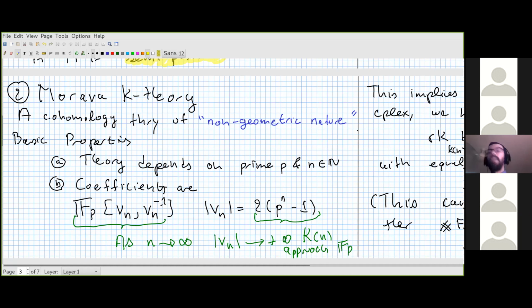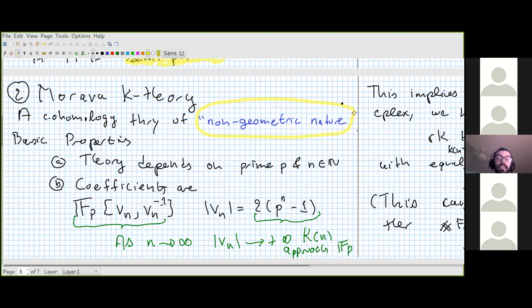Okay, so what is Morava K-theory? It is a cohomology theory, which I want to insist is of non-geometric nature. It doesn't mean something precise, but if you ask me to describe a generalized cohomology theory, my preference would be to describe cobordism. This is something completely geometric. You look at manifolds, and then cobordisms between manifolds, and maps from manifolds to spaces up to cobordism, and that creates a cohomology theory.